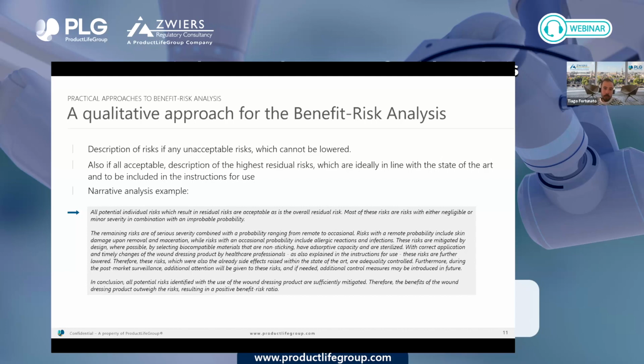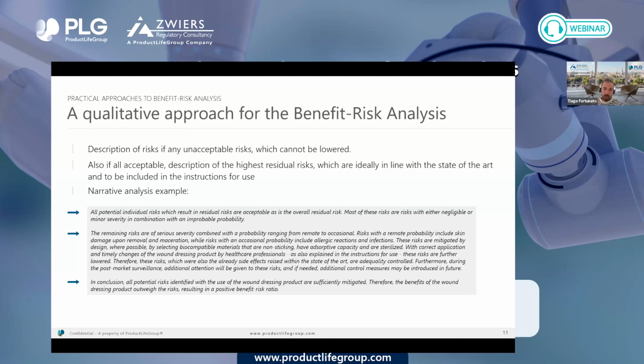So we mentioned that first. Then we continue with the benefit-risk analysis by briefly indicating where the residual risks fall on the scale. And then we focus on the highest ones, how these are controlled, and then we indicate that they are in line with the state of the art.